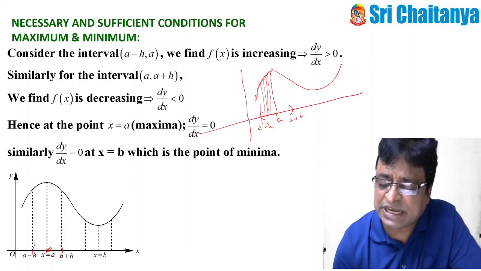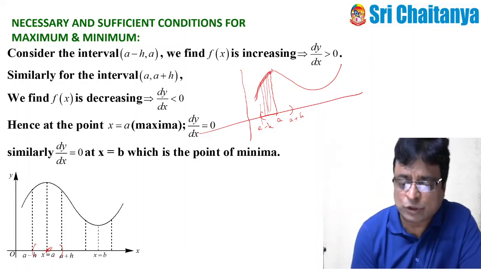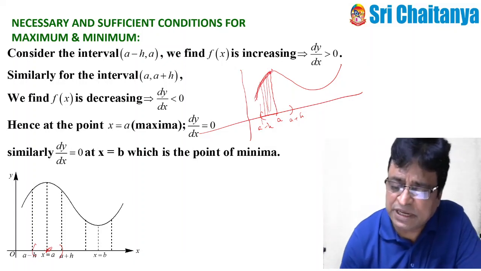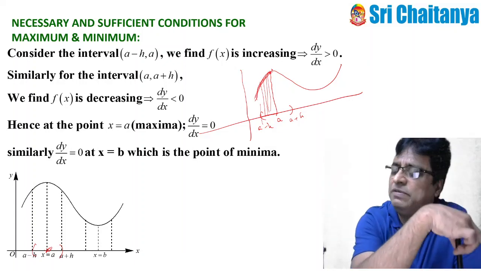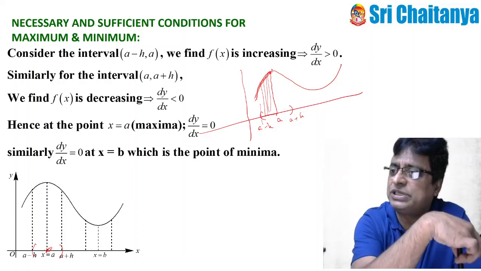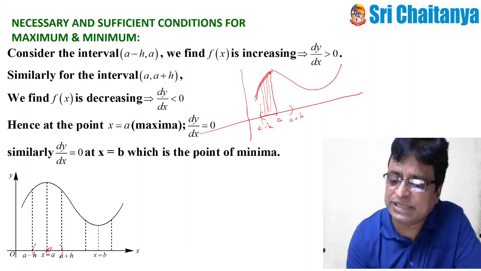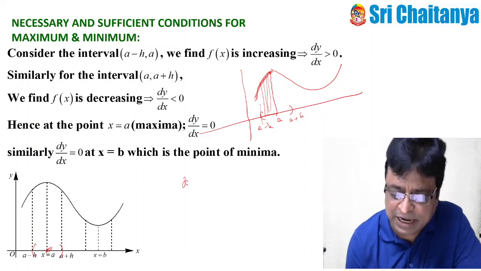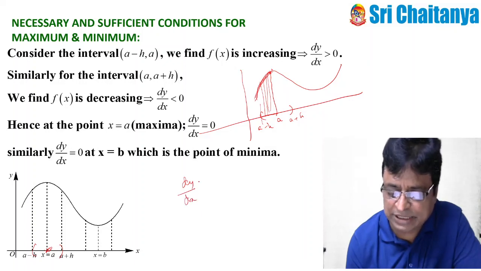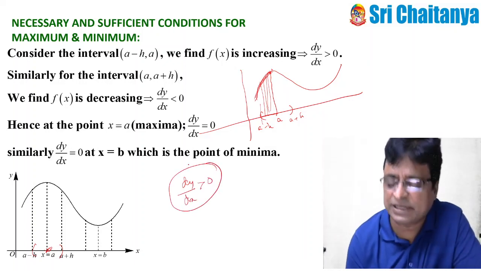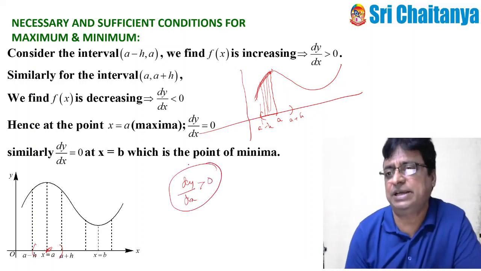So the curve is increasing, up until what point? At x is equal to a. Whenever the curve is increasing, according to our previous video on monotonicity, what can we say? Whenever dy by dx is greater than 0, that means the derivative of the function is greater than 0, we can say that the curve is increasing.